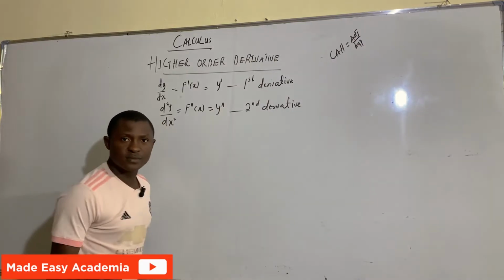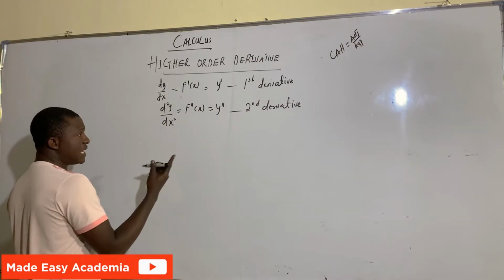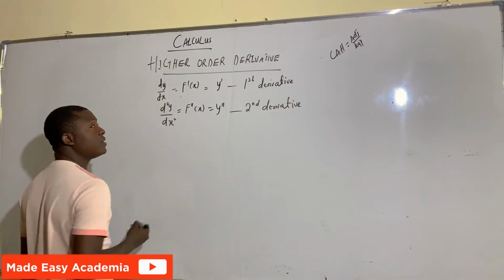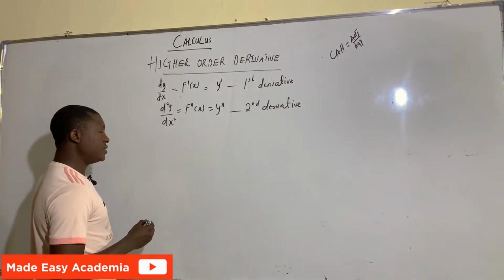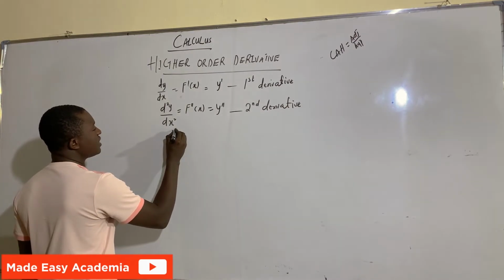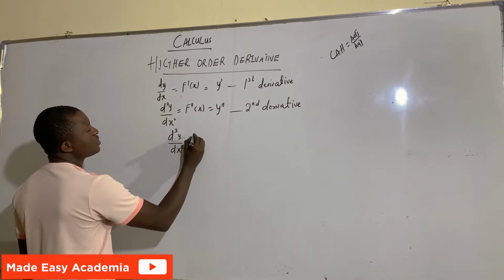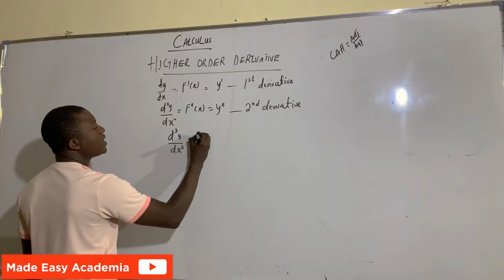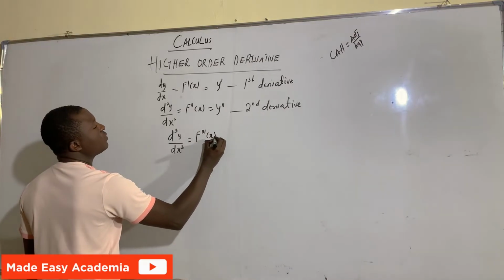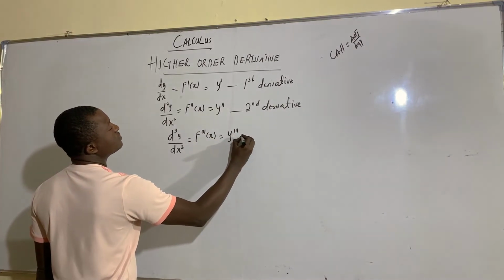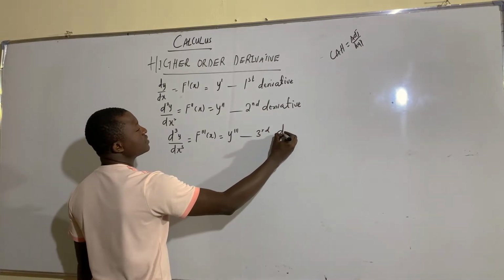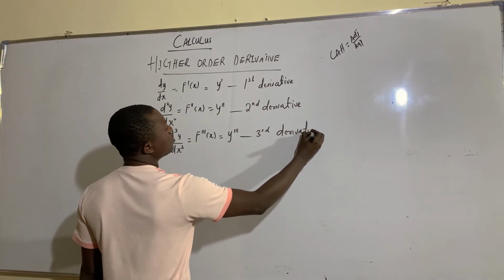Very sweet. So if I'm going for the third derivative, can you guess how I will put that? Yes, it's going to be d³y/dx³. Just be counting the primes here. That means we have f triple prime of x, y triple prime. Then this is the third derivative. So it depends on what you're asked to find.